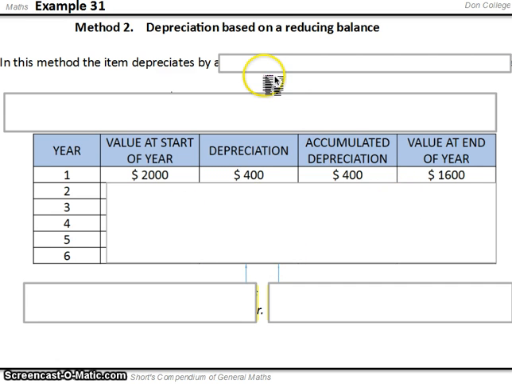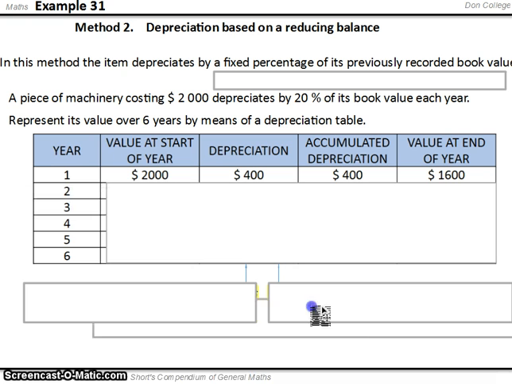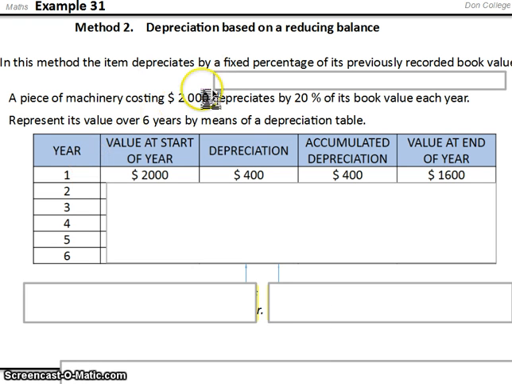Okay, now this example is about the different method, based on a reducing balance. This time it depreciates by a fixed percentage rather than a fixed amount. So for example, a piece of machinery costing $2,000 depreciates by 20% of its book value every year. Remember, its book value is how much it's worth at the start of the year. Represent its value over 6 years by using a depreciation table.